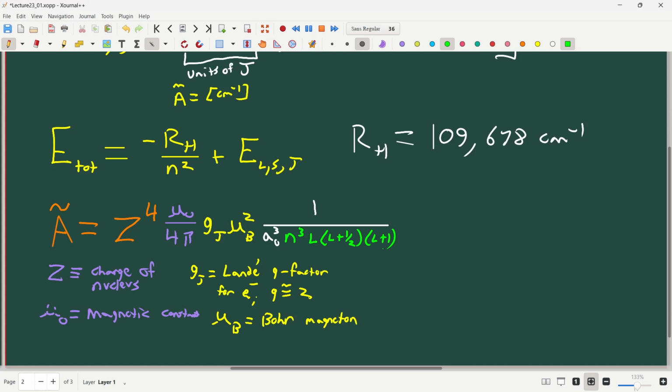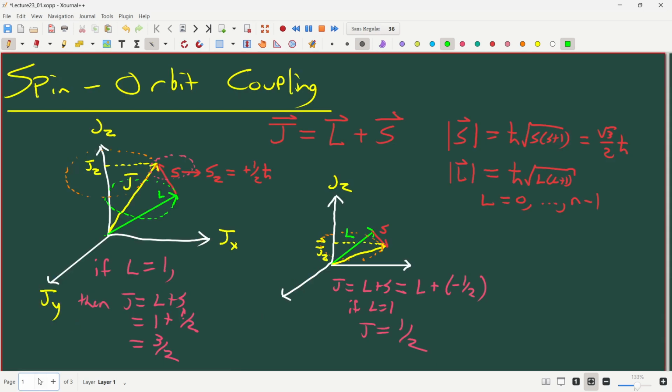And that should make sense because, let's just go back to our vector picture for just a minute, the net angular momentum that we see for the electron is the sum of the two vectors, L and S. S is the same length regardless, because the electron always is spin 1/2. So you're always adding either a plus 1/2 or a minus 1/2 spin vector to L.